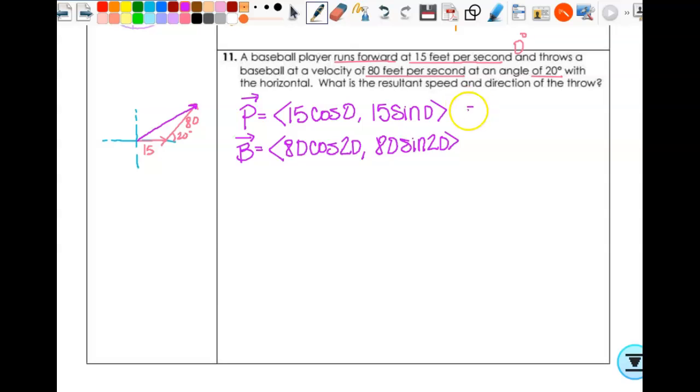What is the cosine of 0? 1. So 15 times 1 is just 15. What's the sine of 0? 0. So 0 times 15 is just 0. So I have simplified this vector to this right here. When I'm typing it in the calculator, I don't have to type all this mess. I can just do 15 plus this right here to get my x component, and then my y component is what it is when we add them together. This gives me less.